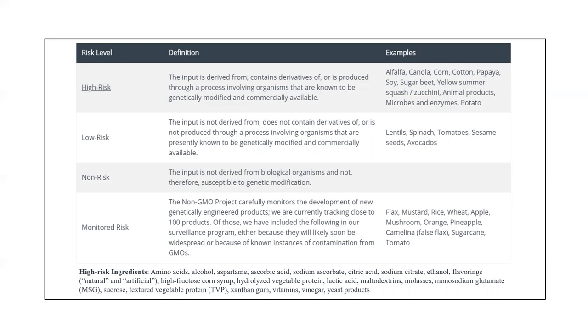So these products will likely soon be widespread because of known instances of contamination from GMOs, such as flax, mustard, rice, wheat, apple, mushroom, orange, pineapple, camelina, sugarcane, and tomato. But apple, as said by Rick a while ago, is actually kind of genetically engineered.